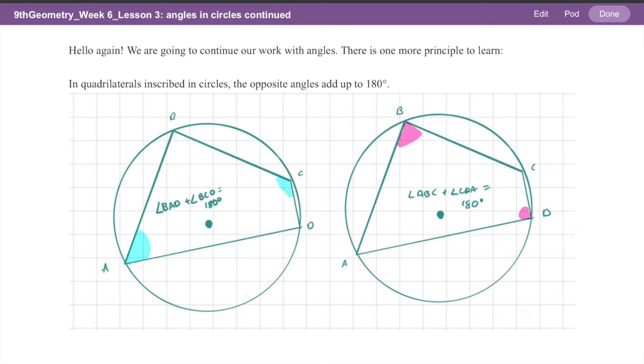All right, hi everyone. I thought we'd just do a quick look at some of the problems that were on today's assignment about inscribed angles. And there's just a little bit of new content too, which is that inside of a quadrilateral inside of a circle, like we're seeing here, the opposite angles always add up to 180 degrees. So we'll use that information to solve some of the problems a little bit later on.